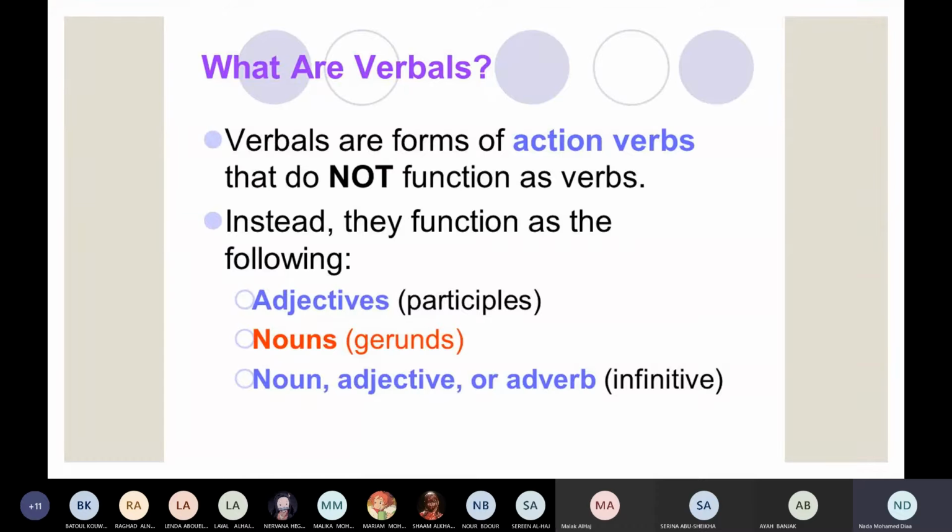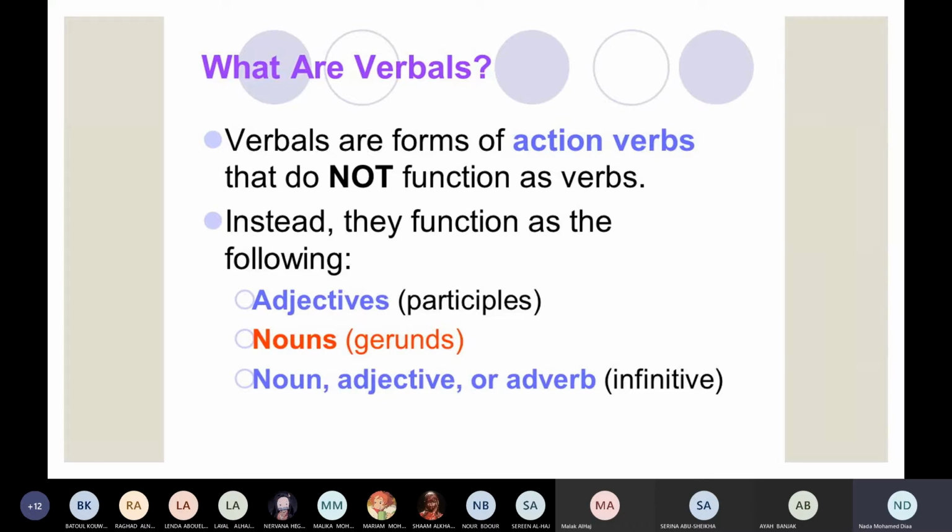They are dressed like verbs. These words wear a dress of verb, but they are not verbs. Like when your brother takes your dress and he wears it. He looks like a girl, but he's not a girl. You understand? This is the idea of verbal. Verbal is when a word looks like a verb, exactly like a verb, but it's not a verb. It functions as something else.